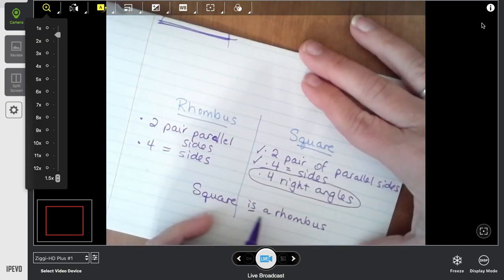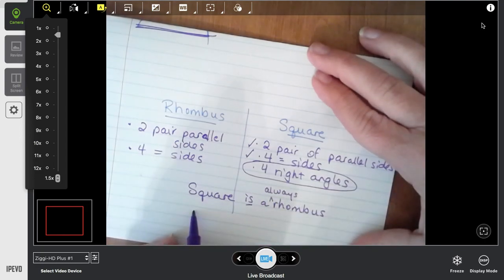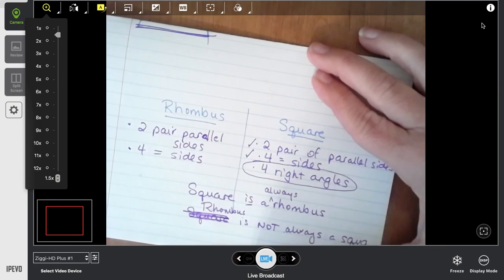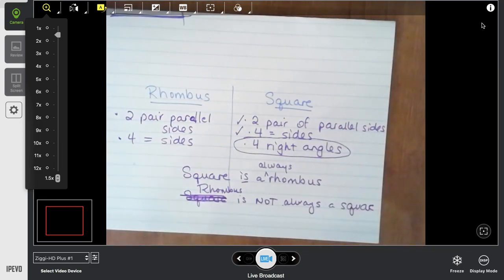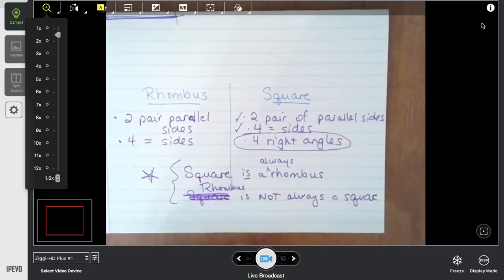So a square is always a rhombus. A rhombus is not always a square. A rhombus can be a square if it did have four right angles, but it's not always a square because it doesn't have to have four right angles. This is very difficult to wrap your mind around, so we're going to practice that a little bit more tomorrow as we qualify these.